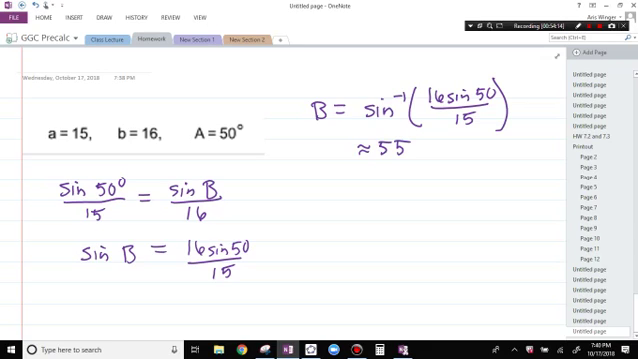Is that okay? I'm going to draw this picture now. So now here it's all over. We can go find C now, right? We can go get C, which is going to be 75. And then we can go find little c, right?